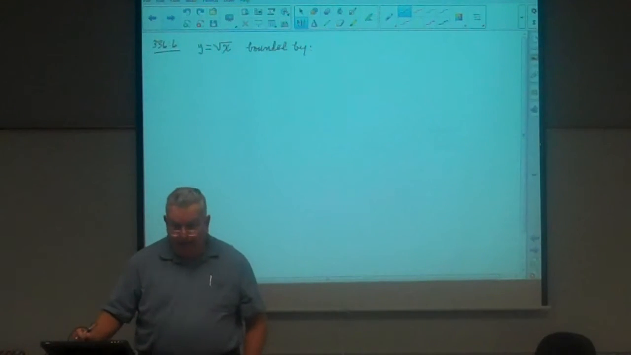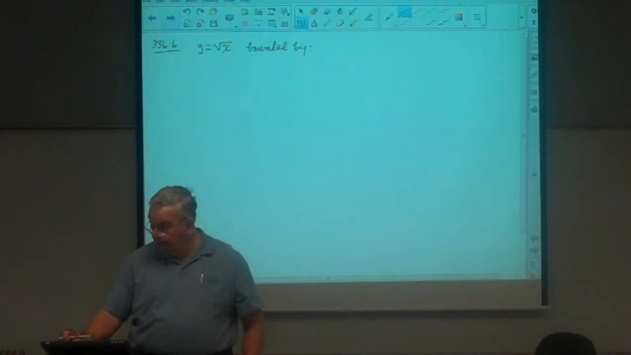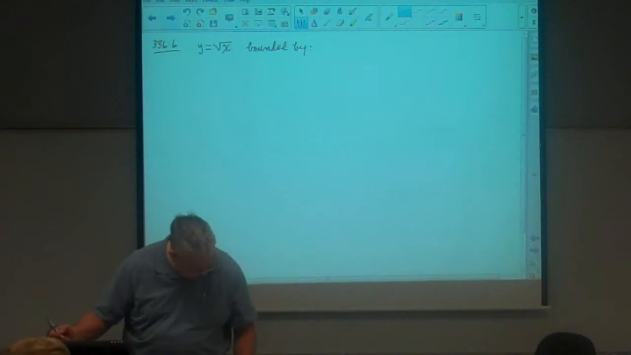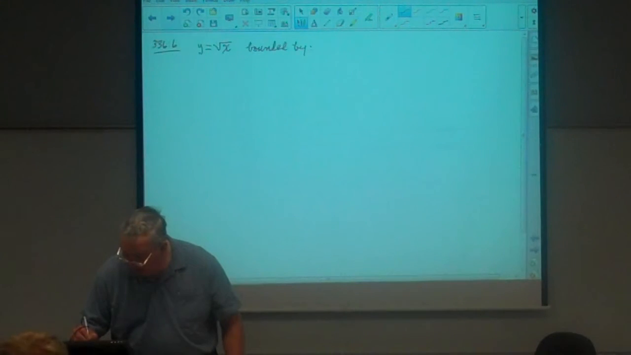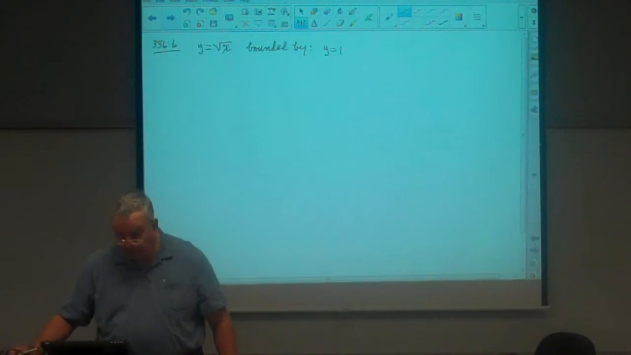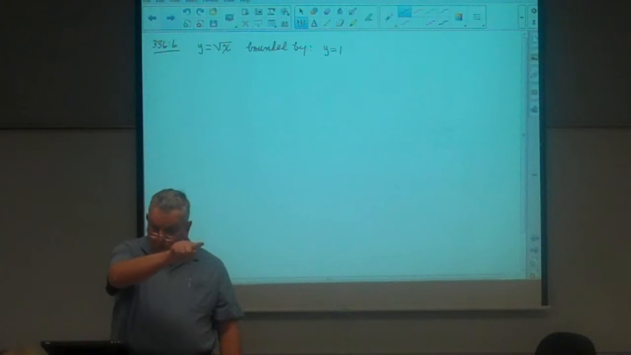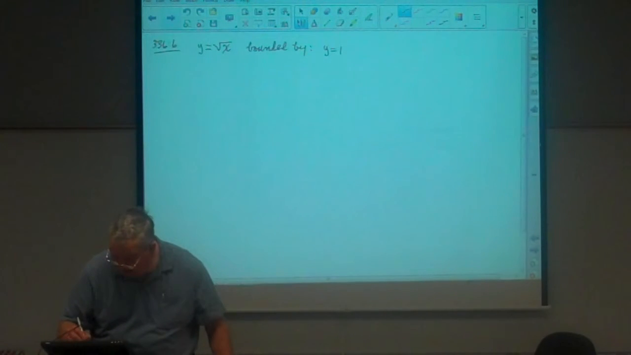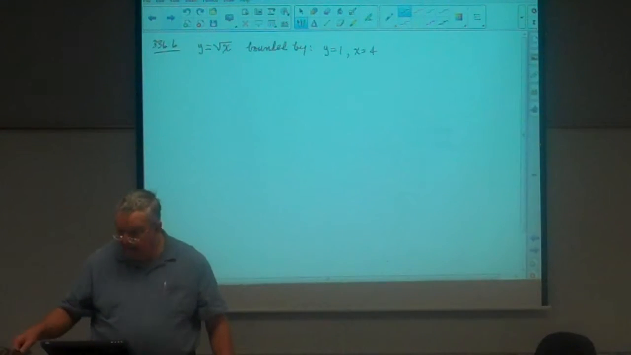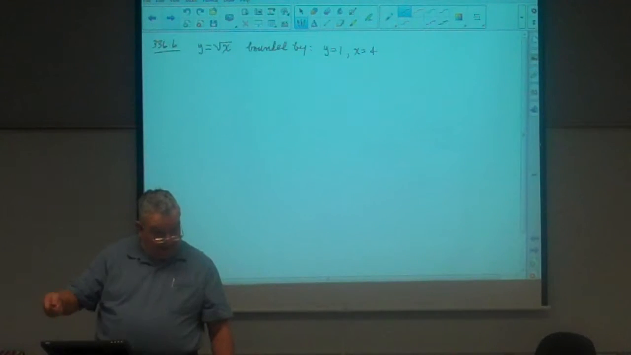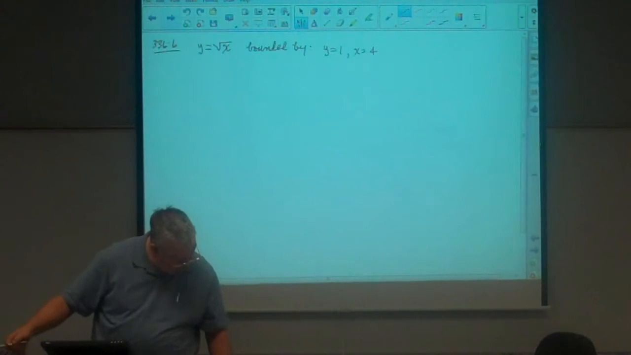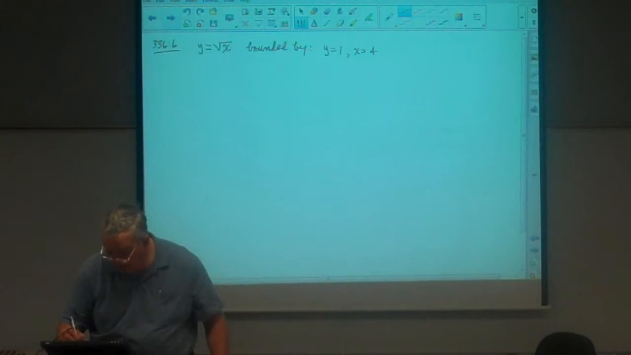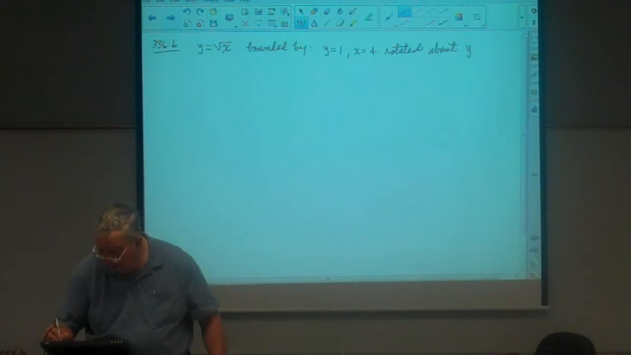this bounded by is what gives us the area of the base, doesn't it? Everybody agree? Bounded by y equal 1. Isn't that a line through 1 on the y-axis? Okay. x equal 4. Isn't that a line through 4 on the x-axis? And rotated about y equal 1.